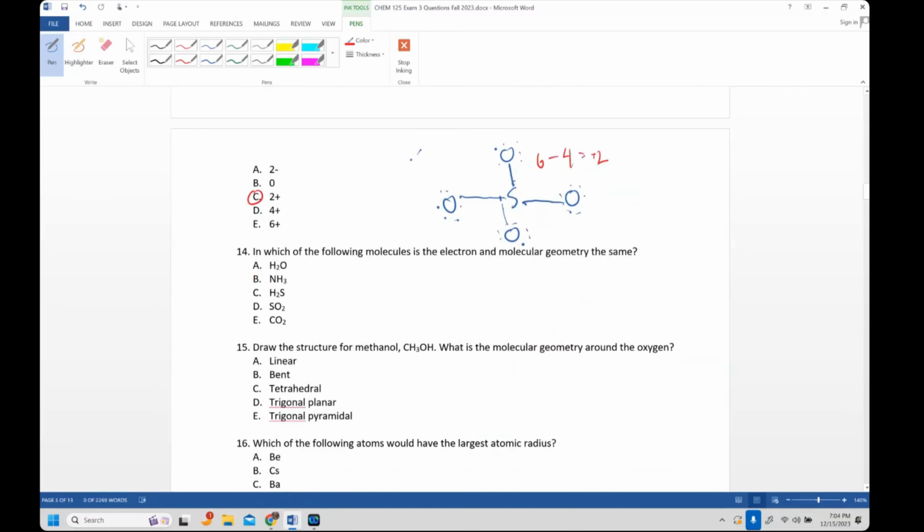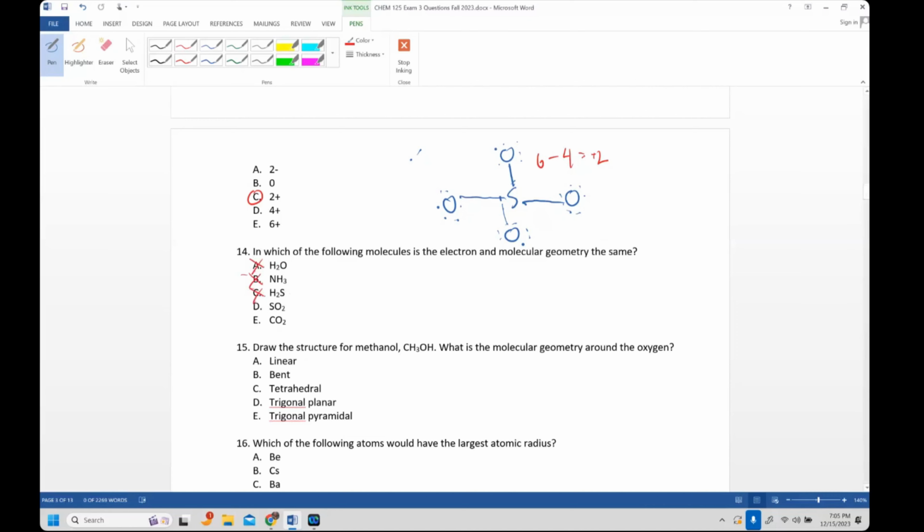All right, moving on. In which of the following molecules is the electron and molecular geometry the same? Another way of saying that, and again, I go over this in my chapter 11 overview video, is which of the following does not have a lone pair of electrons? So H2O, we know it does, because our molecular geometry is bent and our electron geometry is tetrahedral, so that's not it. NH3, we have trigonal pyramidal, and we have tetrahedral for our electron.